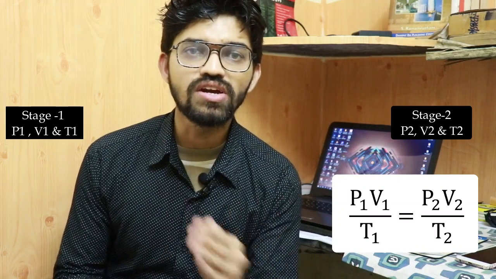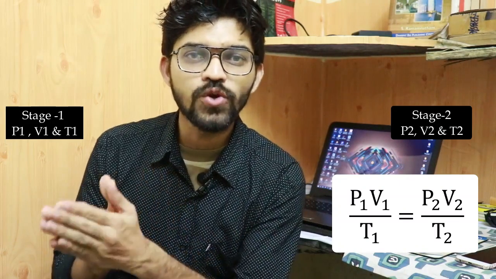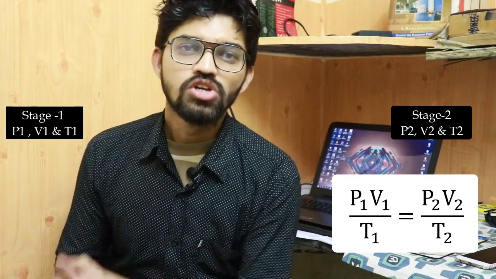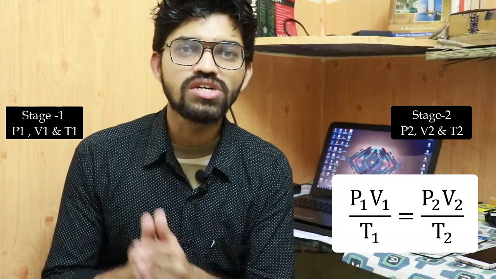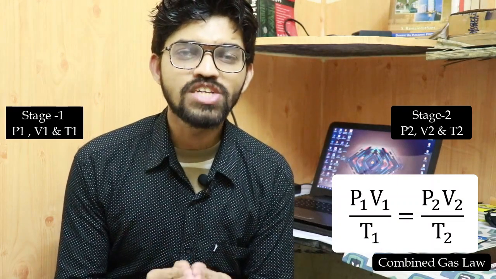If we talk about two different stages, suppose a balloon has a certain pressure, volume and temperature, that is P1, V1 and T1. After increasing the temperature, the pressure and volume also change. So it will have P2, V2 and T2, the variables at the second stage. So the equation becomes P1 V1 divided by T1 equals P2 V2 divided by T2 equals K. This equation is termed the combined gas law.